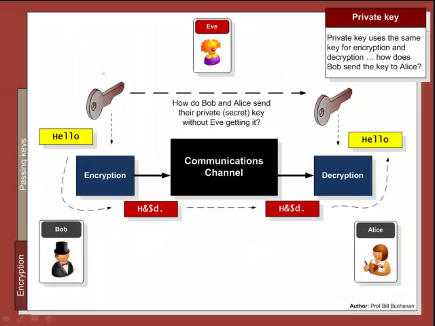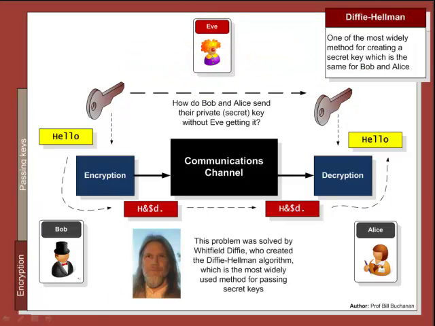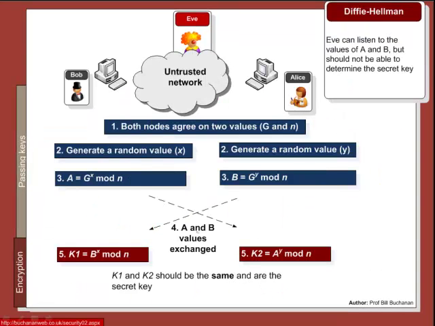Okay, so the dilemma that we have is that if we're using shared key encryption such as AES and RC2 and so on, how do we get the key from Bob to Alice without Eve intercepting it? It was really solved by Whitfield Diffie, who came up with the Diffie-Hellman method, and it's one of the most widely used for passing secret keys.